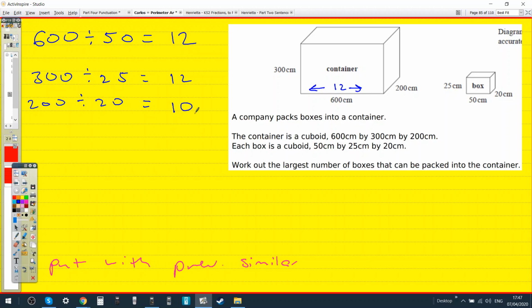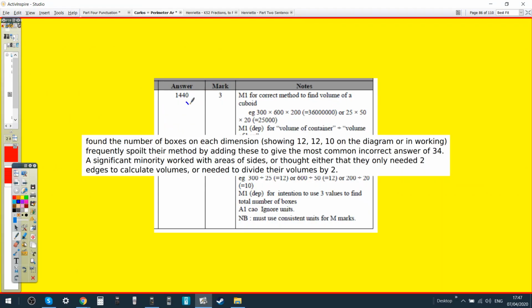And then you times them together. So 12 times 12 is 144. And 144 times by 10 is 1,440. Well done. And it's a calculator question, so for that one you can just put it in the calculator. 1,440. Brilliant. So you did that one without any help from me.